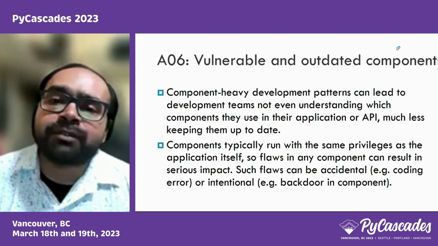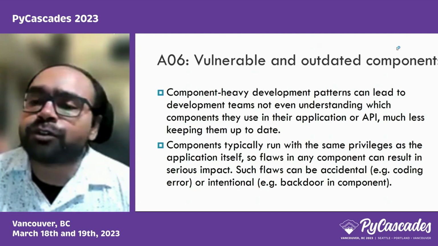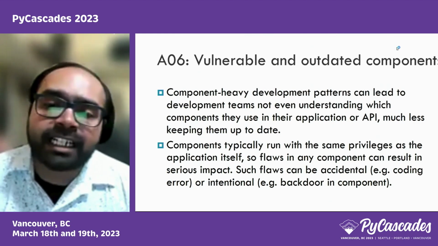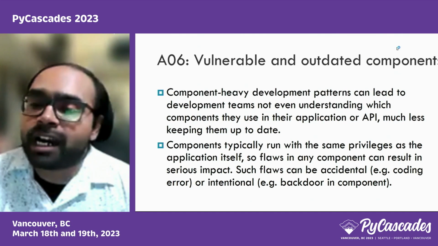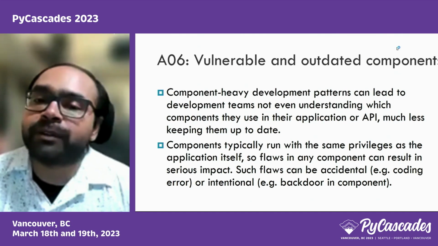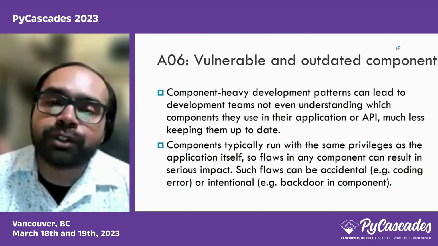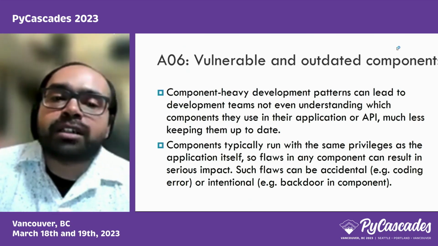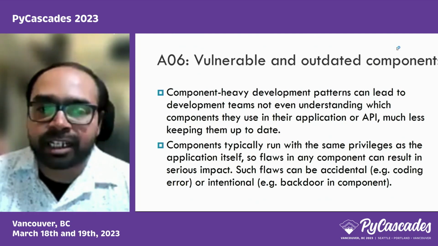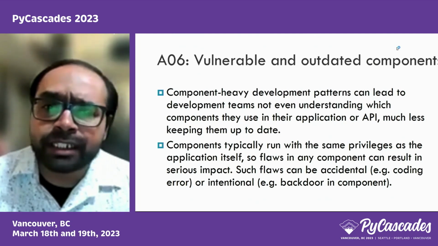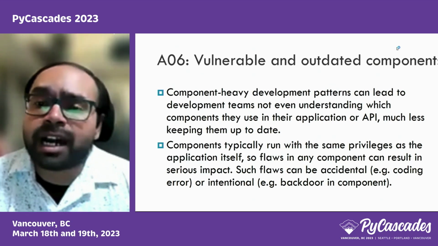The sixth one is the vulnerable and outdated components. So basically, we deal with open source softwares, and we cannot guarantee that all the packages or whatever we are using, they are maintained properly. So whenever you are using third-party components, make sure that you don't use outdated components. You use only well-maintained components so that these outdated components' vulnerabilities are taken care of.